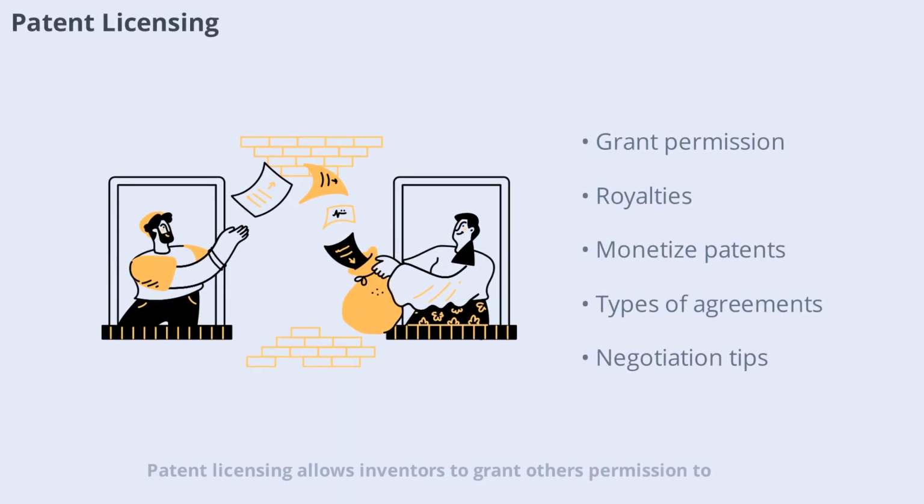Patent licensing allows inventors to grant others permission to use their patented invention in exchange for royalties or fees. Licensing can be a lucrative way to monetize patents without manufacturing products. In this scene, we'll explore the basics of patent licensing, types of agreements, and tips for negotiating favorable terms. Licensing is a powerful tool for expanding the reach of your innovation.